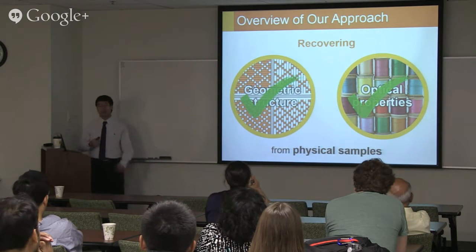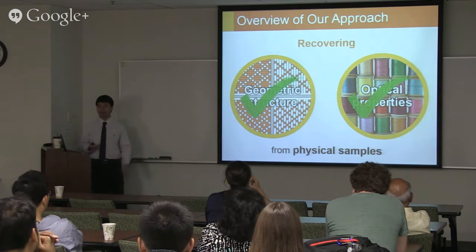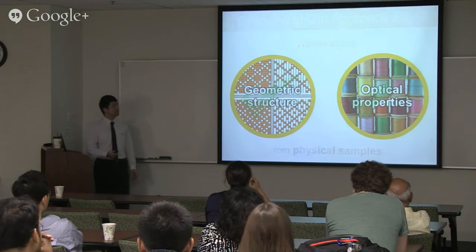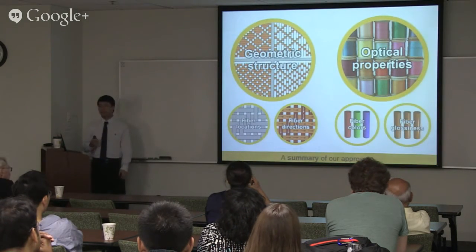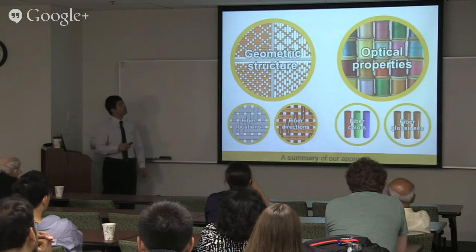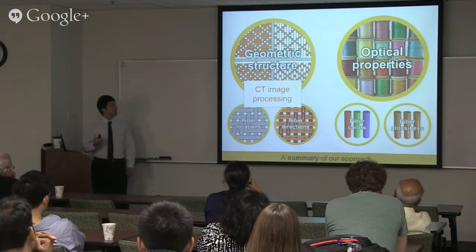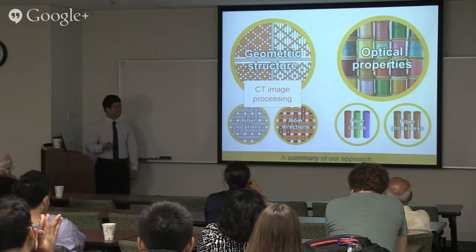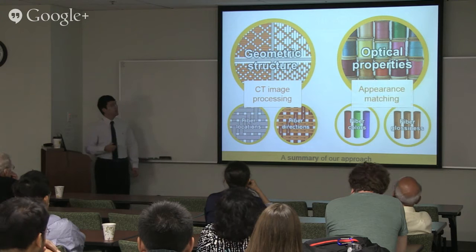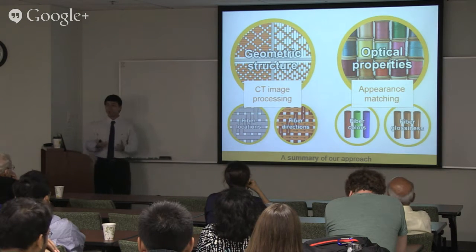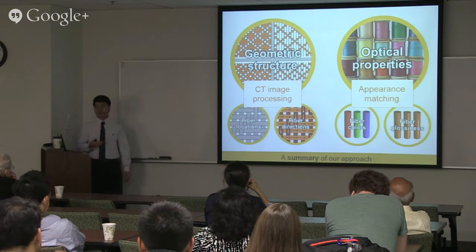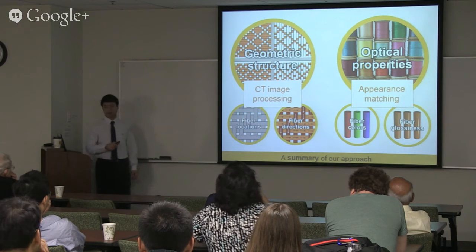So finally, we got a complete volumetric model that can be rendered. So this is a summary of our approach. First, we retrieve the geometric structure of a fabric sample through a CT image processing step. Then we use an appearance matching step guided by a single photograph to recover the optical properties.